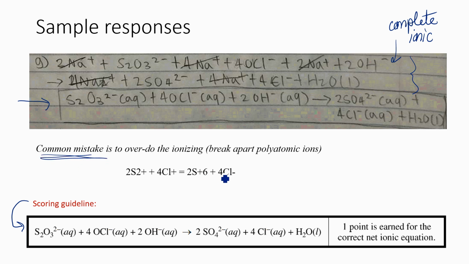Like breaking apart polyatomic ions or breaking apart water. So this is an example of over-ionizing things. So make sure your polyatomics stay intact, like SO4, S2O3. And again, you can figure out the charge of your polyatomic based on what it's bonded to. Okay.